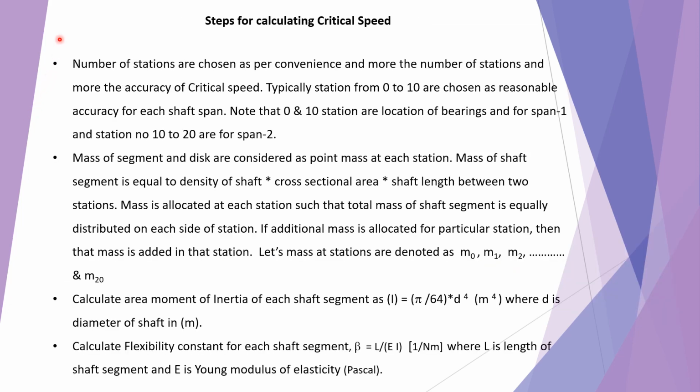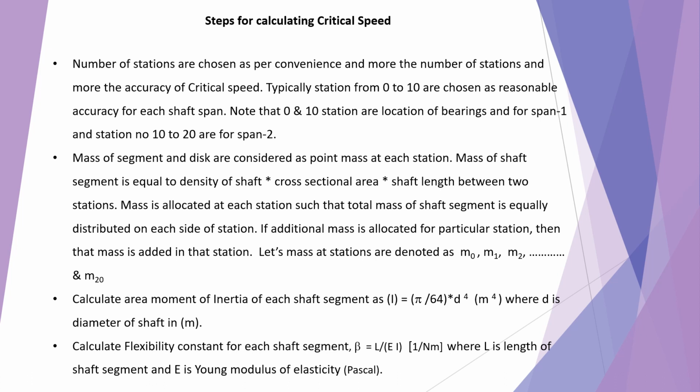Now the steps for calculating critical speed. The number of stations is chosen as per convenience, and the more stations, the more accurate the critical speed. Typically, stations from 0 to 10 are chosen for reasonably accurate results for each shaft span. Note that stations 0 to 10 are the locations of the bearings for span 1, and station numbers 10 to 20 are for span 2.